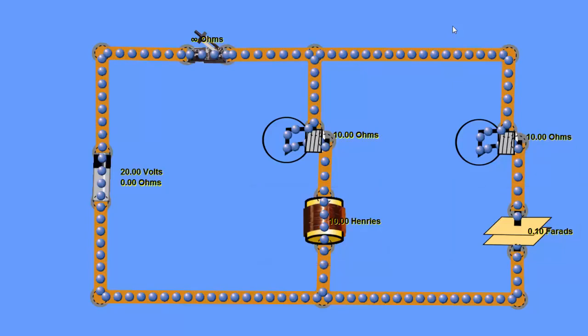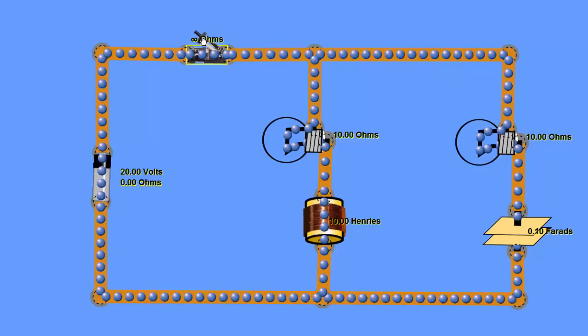And this is something that a lot of people don't think about when they think about electric circuits, that when you have a switch that's open in a circuit, it's the same as a resistance of infinity, or at least something approaching infinity.